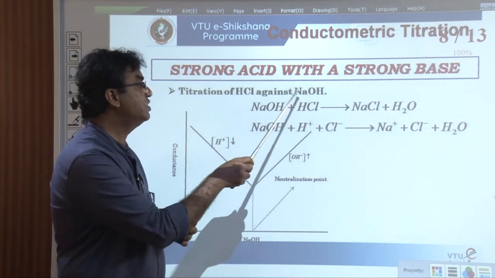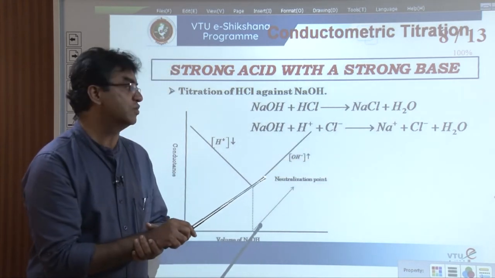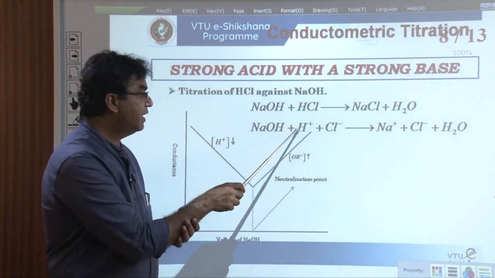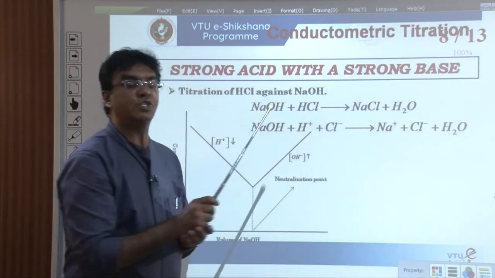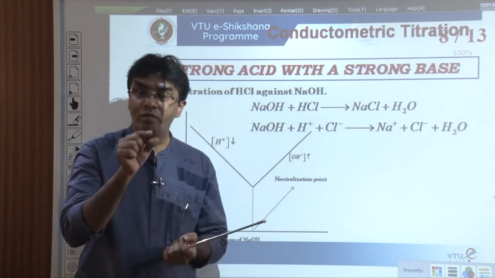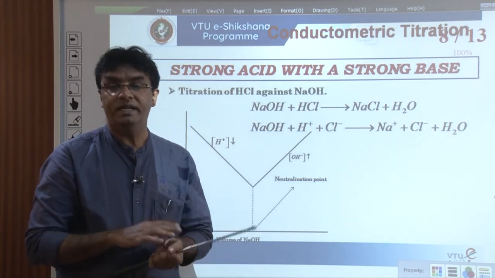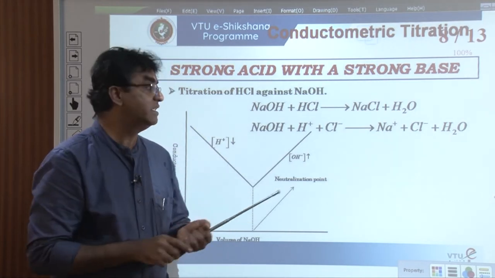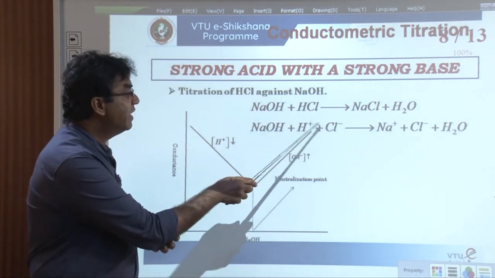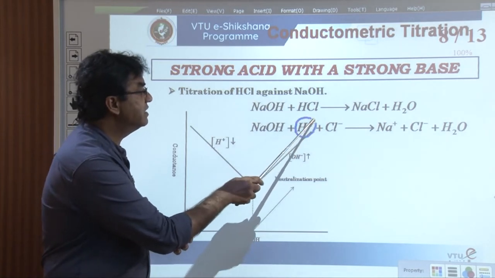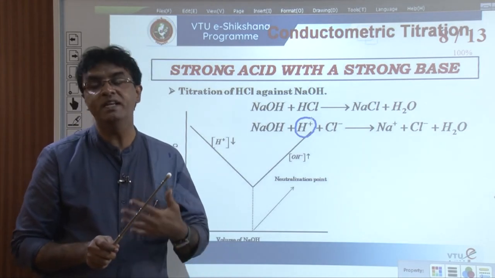When you add NaOH into the beaker containing HCl, NaOH neutralizes HCl, forming NaCl along with H2O. It is also shown here: NaOH plus H+ plus Cl- gives Na+ plus Cl- plus H2O. The moment you dip the conductivity cell into the HCl solution, it shows the conductivity of HCl, which is present as H+ and Cl-. H+ ions are smaller in size, so they are more mobile, and being more mobile, they are highly conductive.